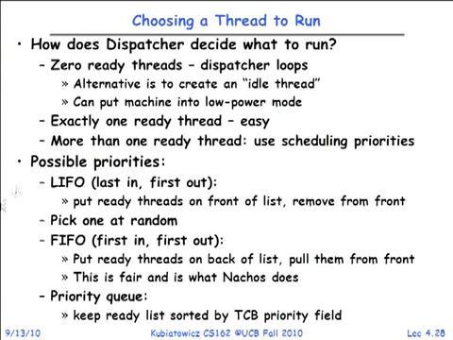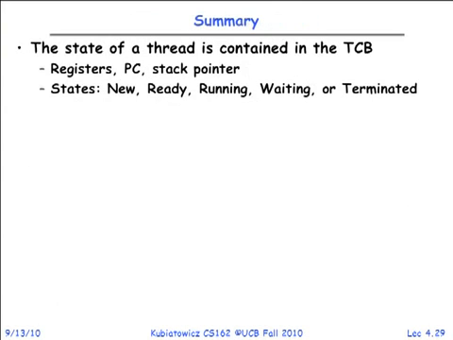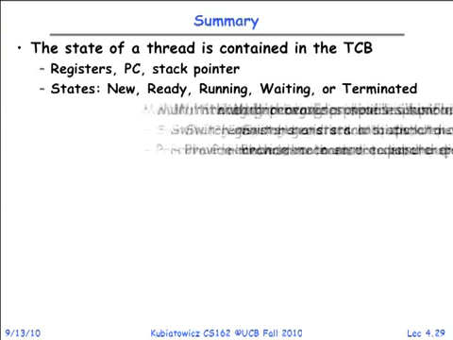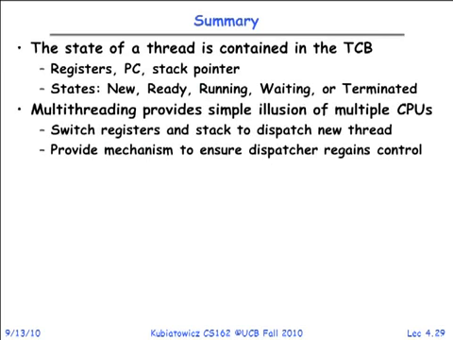So in conclusion, the state of a thread is contained in the TCB. All right, this is things like registers, program counter, stack pointer. We talked about some states the thread goes through: new, ready, running, waiting, terminated. Multi-threading provides a simple illusion of multiple CPUs, and I kind of gave you, hopefully, the beginnings of an idea how this works. And part of the magic there is by having a separate stack for every thread, we basically just have to switch in the new stack when we're multiplexing. Okay? And that's kind of a key part about what we're trying to do.